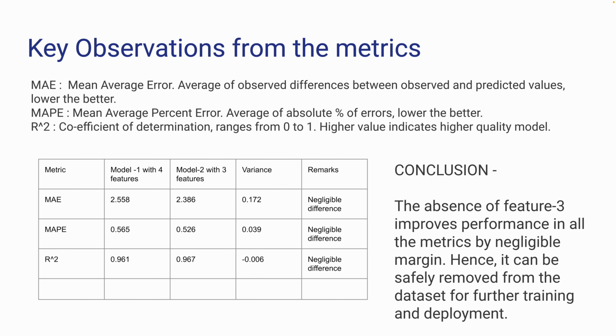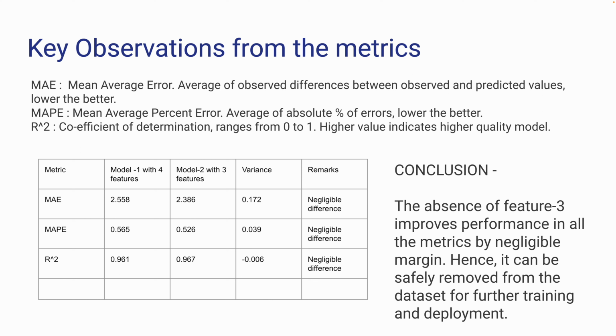Key observations from the metrics. First, a quick walkthrough of the metrics here. MAE is mean absolute error, and that's the average of the difference between observed and predicted values. Here a lower value is expected, which means that there is not a lot of variance between the actual observed value and the predicted value. Mean absolute percent error is simply converting this into a percentage. And the coefficient of determination, R², ranges from 0 to 1, and a higher value indicates a higher quality model.